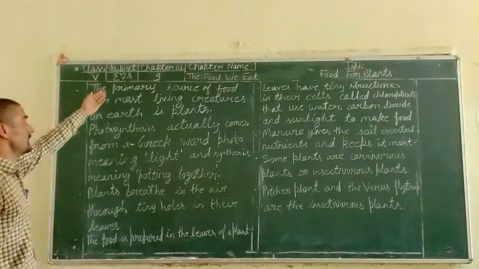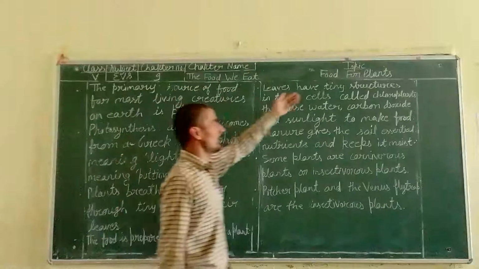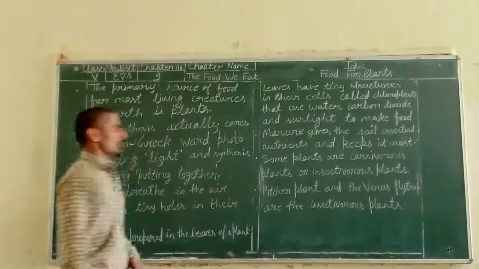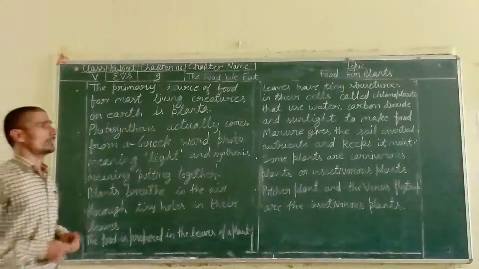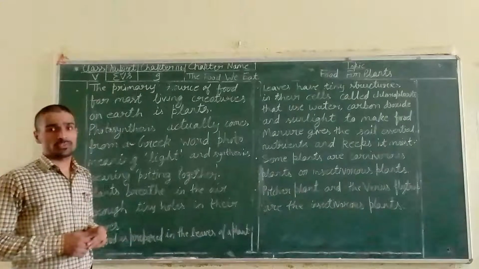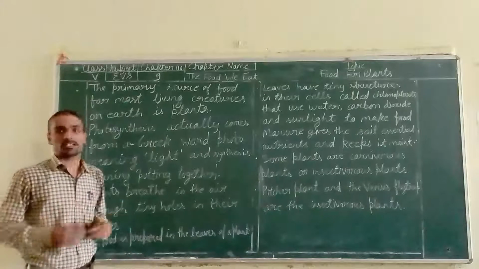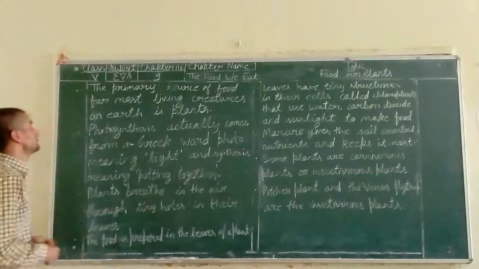Class 5, subject EVS. Chapter number 9. Chapter name, the food we eat. Topic, food for plants. Today we will talk about the food for plants. How are the plants taking their food? We cook our food, but how do the plants take their food? We will talk about it.